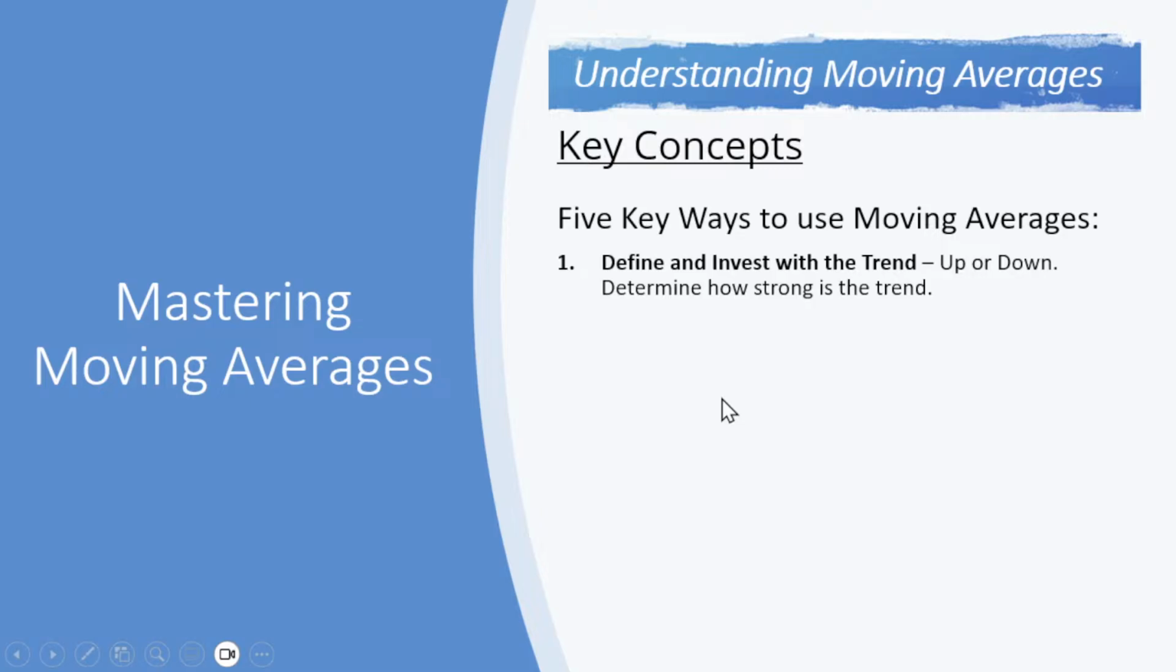Number 1, define the trend, see if it's up or down. If price is above a moving average, the trend is up. If price is above the 50-day moving average, the intermediate term trend is up. If price is above the 20-day simple moving average, the short-term, mid-term trend is up. If price is below the 8-day exponential moving average, the short-term trend is down. Price above the 200-day moving average, your long-term trend is up. So where price is in relation to the moving averages will determine whether the trend is up or down.